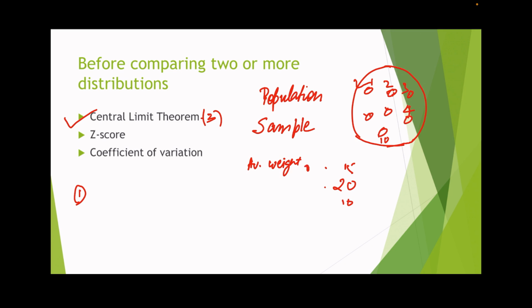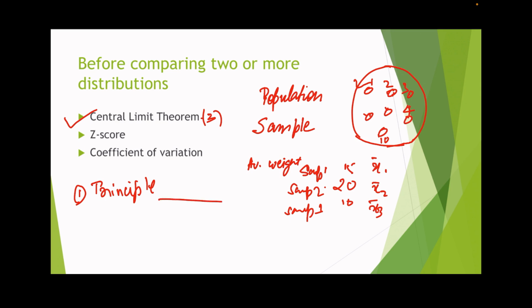Sample 1 mean, sample 2 mean, sample 3 mean. We will get individual samples. So the first principle says that when we plot the means of each of these samples, then we will get a bell curve. It says that we will get a bell curve.